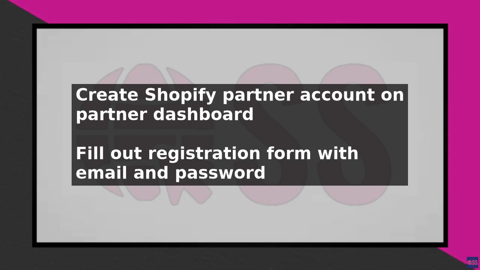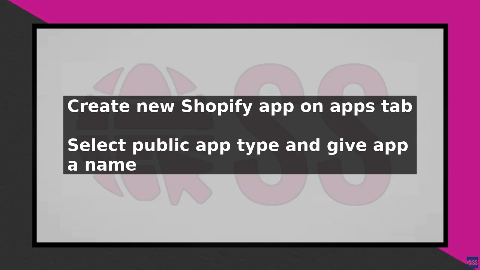Fill out the registration form with your email address, password, and other required information. After creating your partner account, create a new Shopify app by clicking on the Apps tab and then clicking on the Create App button. Give your app a name and select the app type as public.